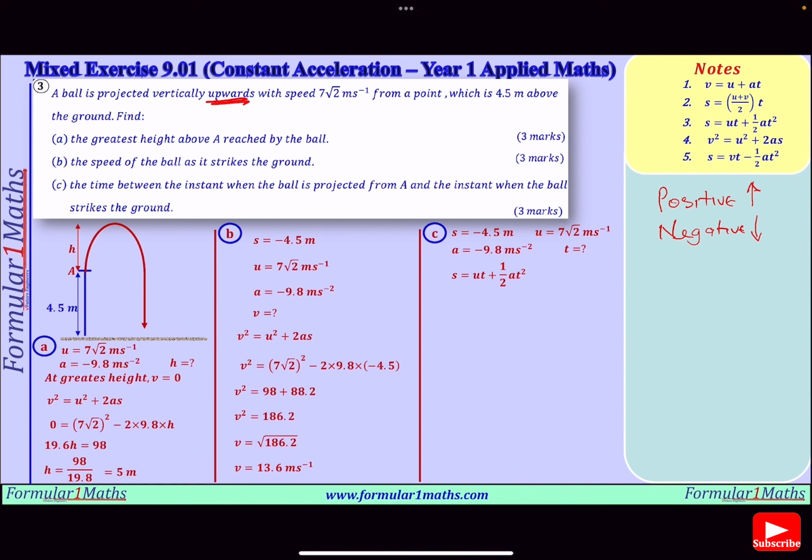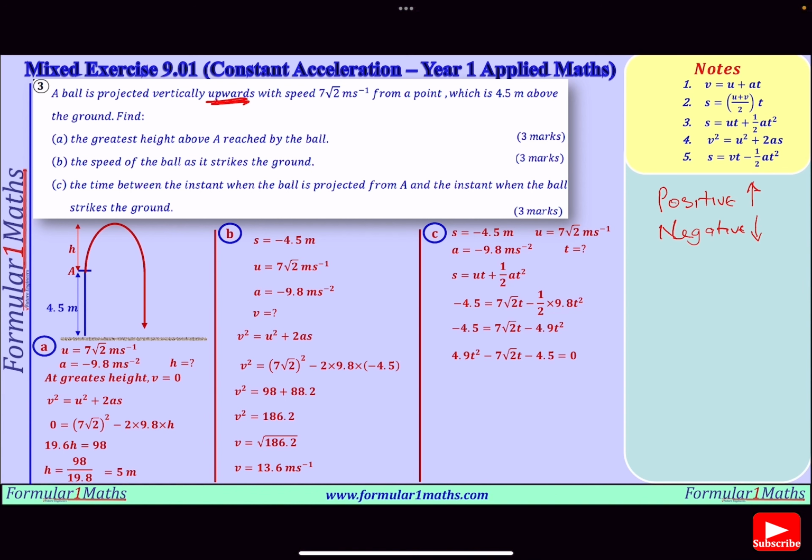If we write it down and do our substitution, you get minus 4.5 equals 7 root 2 t minus half times 9.8 t squared. Simplifying gives us minus 4.5 equals 7 root 2 t minus 4.9 t squared. But we need to rearrange this so that the coefficient of t squared becomes positive. So if we do that, we get 4.9 t squared minus 7 root 2 t minus 4.5 equals 0. Now we've got a quadratic equation in t.